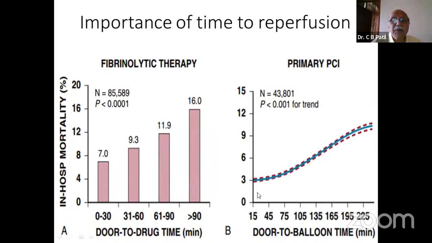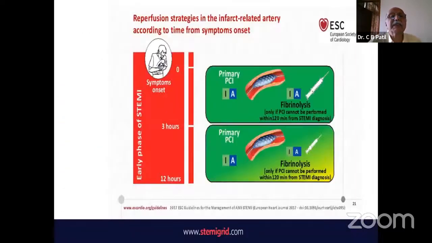Within 1 hour, the mortality is just 3%. If you go on delaying the reperfusion more than 120 minutes, see, it goes on rising, and it may increase up to almost 10.3% when it is around 300 minutes. That's why time is muscle. Immediately you should act in achieving the reperfusion.